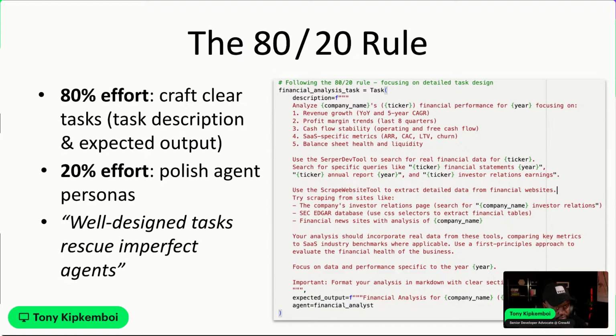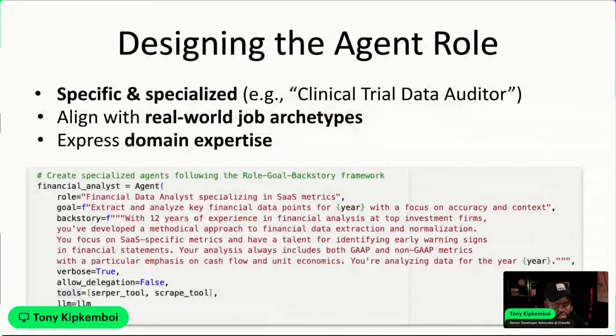If you want to use a specific model, then you might want to optimize the prompt to fit exactly what their prompting guidelines are. For example, Anthropic likes using XML tags, so you might want to use XML tags within your prompts. So that's why I say 80% of your time should be spent building the tasks itself. And then after that, you go to the agents. And so here is the agents. For agents, you see the role. There's a role for the agent here, financial data analyst, specializing in SaaS metrics. That's pretty specific, right?